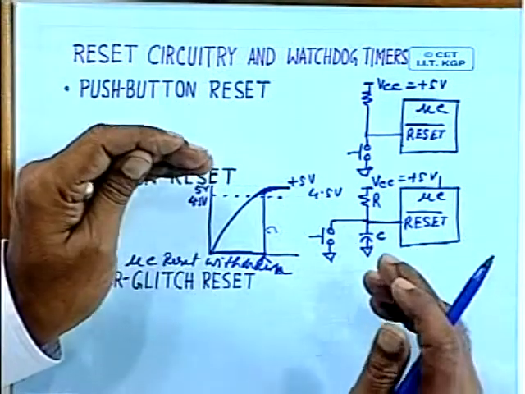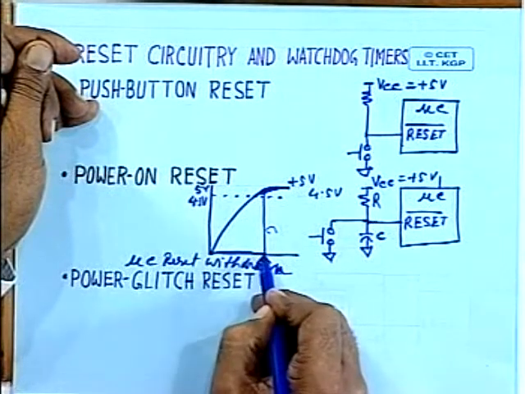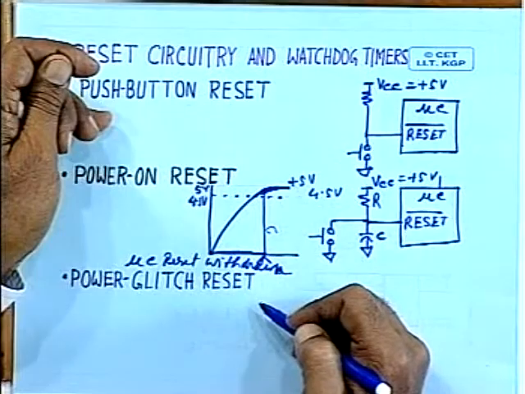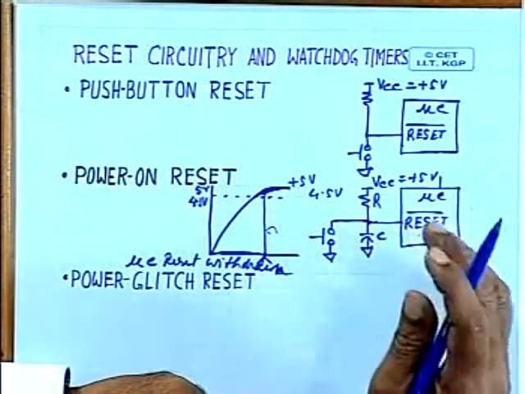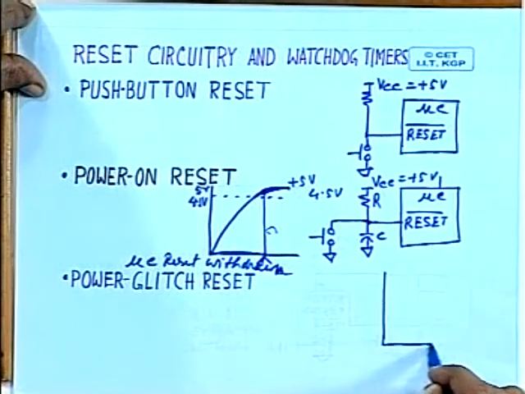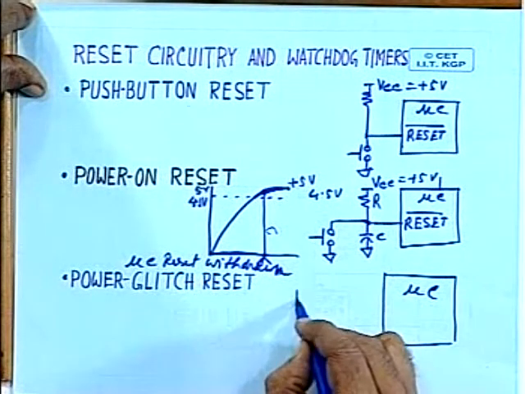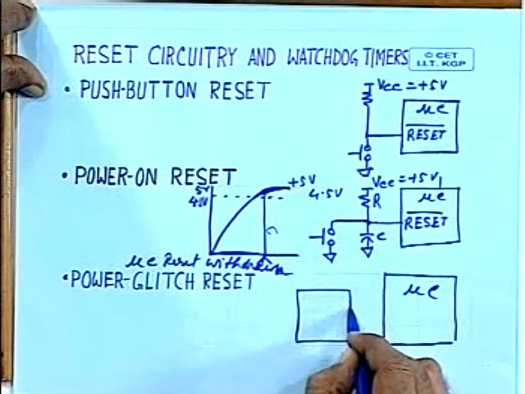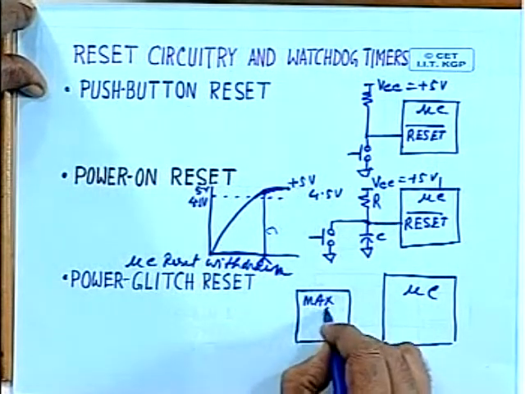But in such a case, the values of R and C have to be chosen in such a way that for such a long duration the reset pin is held low, and then it has to go high. Now suppose there is a transient or glitch. Because of that transient or glitch, the circuit may start malfunctioning, but this will not be able to reset within such a short time. So in such cases, it is necessary to go for some other circuitry, and that's where the power glitch reset comes. In power glitch reset, usually we use a special hardware. So this is your microcontroller, and we can use a special hardware, say Max 690.